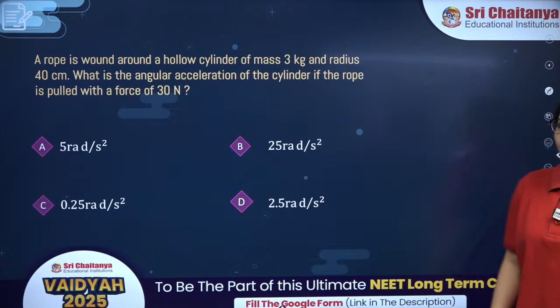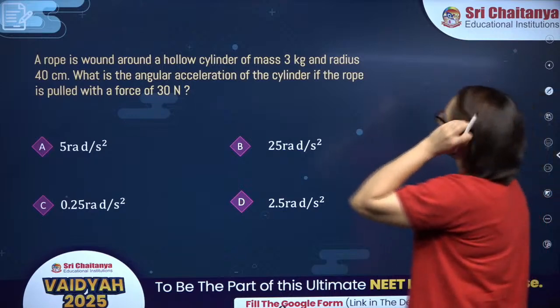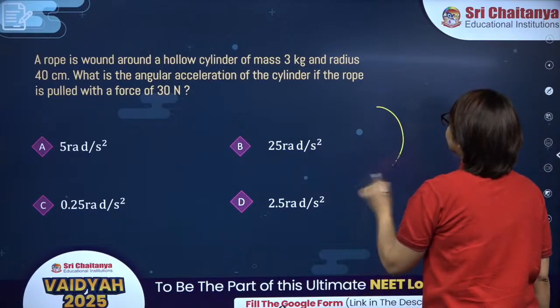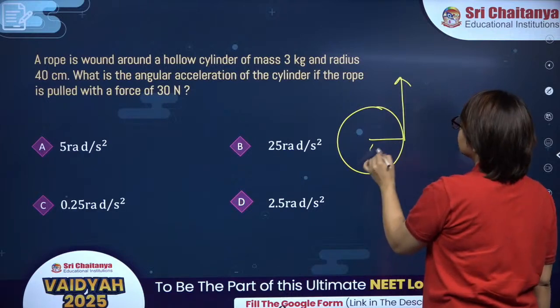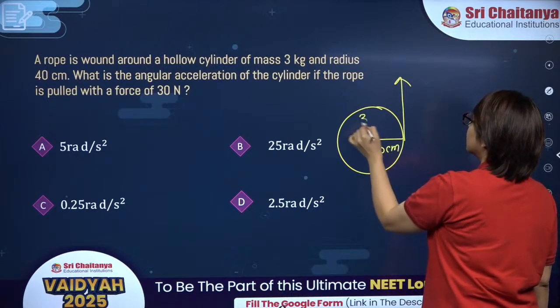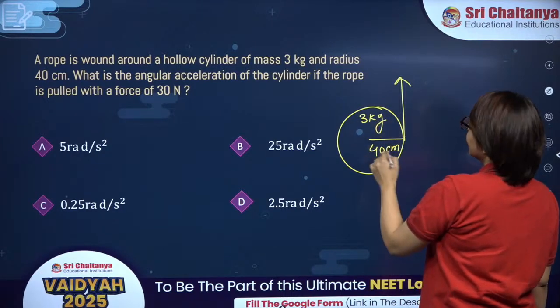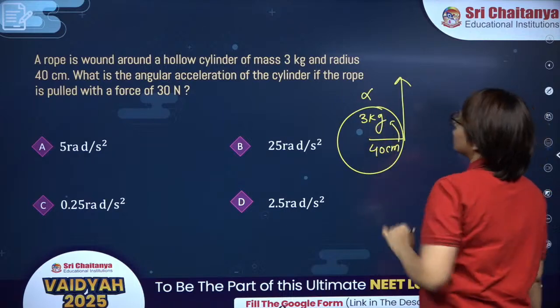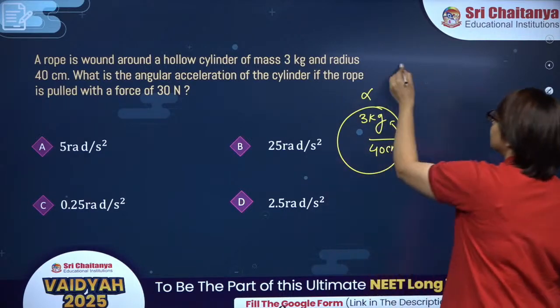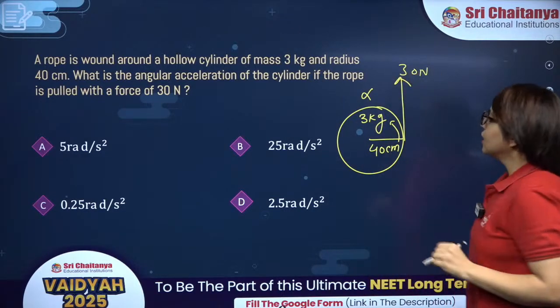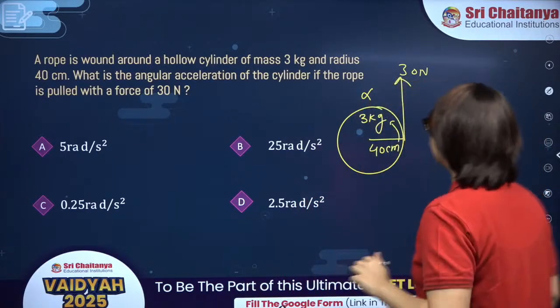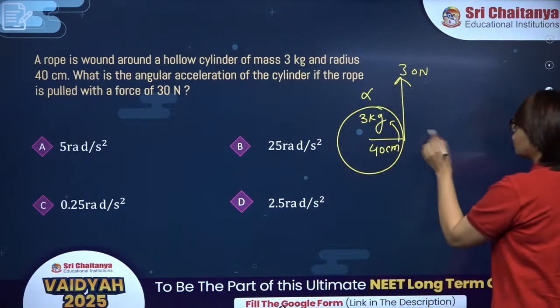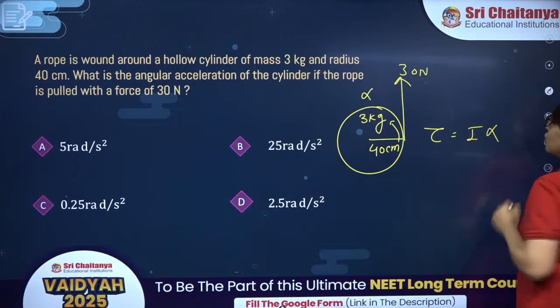Next is, a rope is wound around a hollow cylinder of mass 3 kilogram and the radius is 40 centimeter. What is the angular acceleration alpha of the cylinder if the rope is being pulled with 30 Newton over here? So this is from rotational motion. This is from torque, right? So torque provided by this force should be equal to I into alpha.